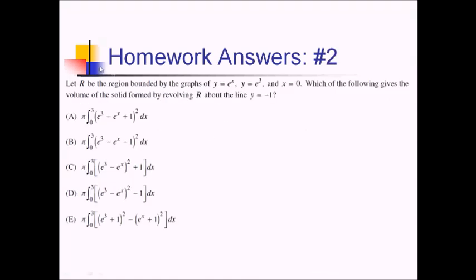On this problem, R is the region bounded by y equals e to the x, the horizontal line y equals e to the third, and the y-axis, the line x equals 0. So we want to know which expression here gives the volume of the solid when we revolve this region around the line y equals -1. This is a calculator question, so it's a good idea to actually graph all this out and see what we're dealing with. Let's do that now.